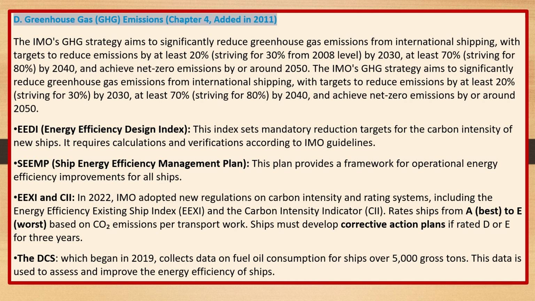Ship Energy Efficiency Management Plan. This plan provides a framework for operational energy efficiency improvements for all ships. EEXI and CII. In 2022, IMO adopted new regulations on carbon intensity and rating systems, including the Energy Efficiency Existing Ship Index, EEXI, and the Carbon Intensity Indicator, CII. CII rates ships from A, best, to E, worst, based on CO2 emissions per transport work. Ships must develop corrective action plans if rated D or E for 3 years.